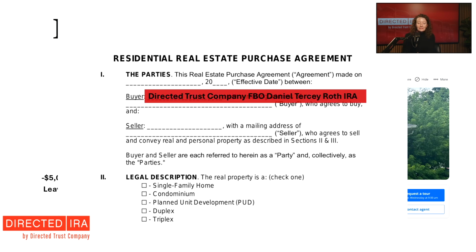Now, I made the mistake of putting this text in black, so please get real close to the screen, guys. The titling for the buyer is Directed Trust Company, FBO, Daniel Tercey, Roth IRA. And we're going to write it over all of the text as well, just like that. So it's real sloppy for everybody.